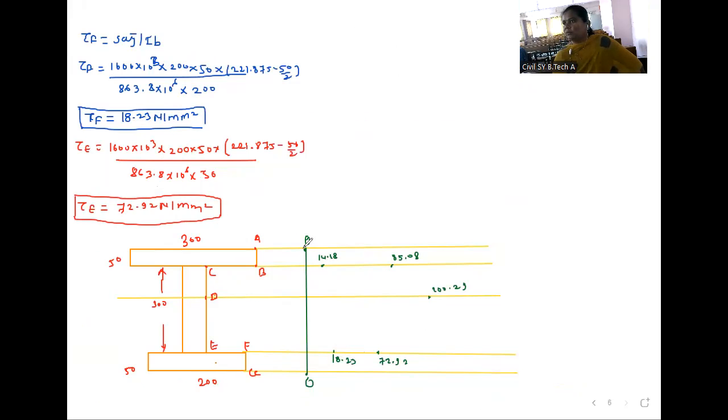So the connection from A to B is parabolic. After that, a straight line. Here a straight line will be there. After that, from C to D parabolic, from D to E also parabolic. After that, here a straight line, and here also parabolic. So this is the stress distribution diagram.